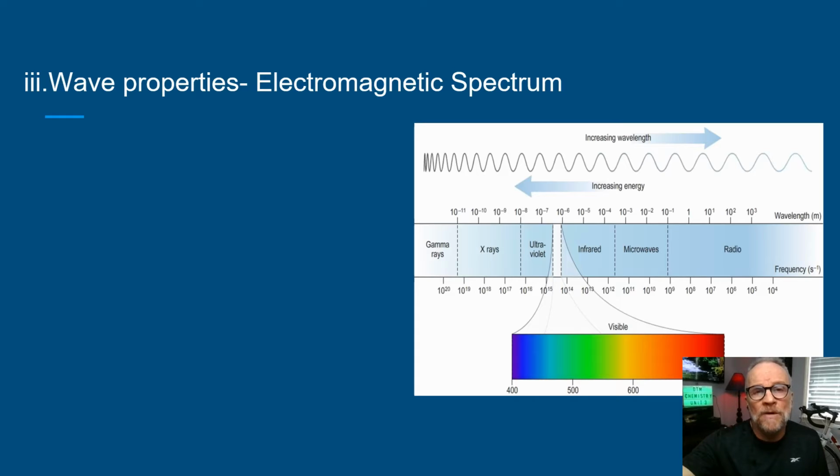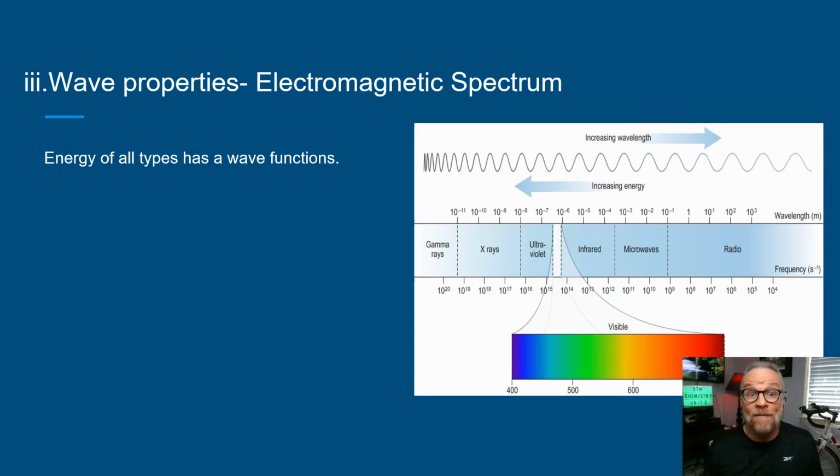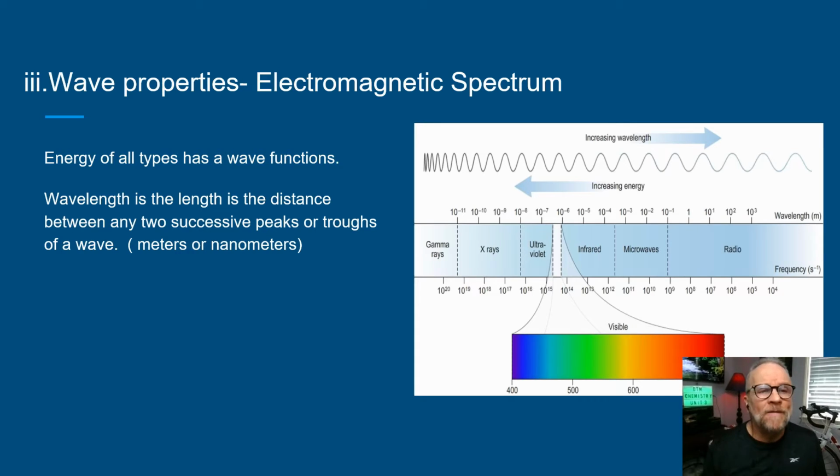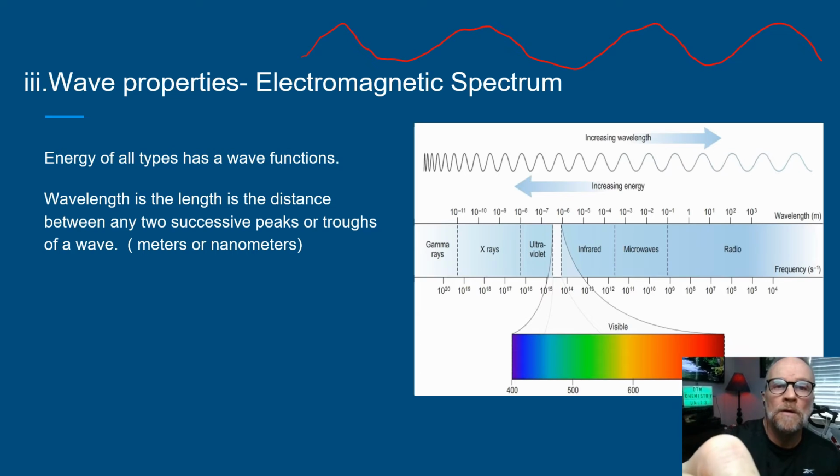And when we do that, we talk about energy, and energy in this electromagnetic spectrum. Energy of all types have wave functions. Wavelength is the distance between any two successive peaks or troughs in a wave. So if you think about that like this, the distance between here and here, or the distance between here and here, is considered to be a wavelength.